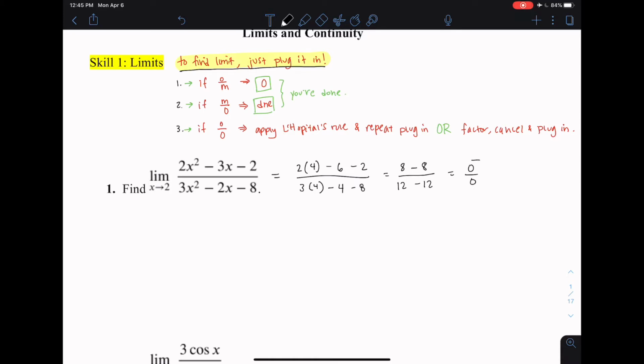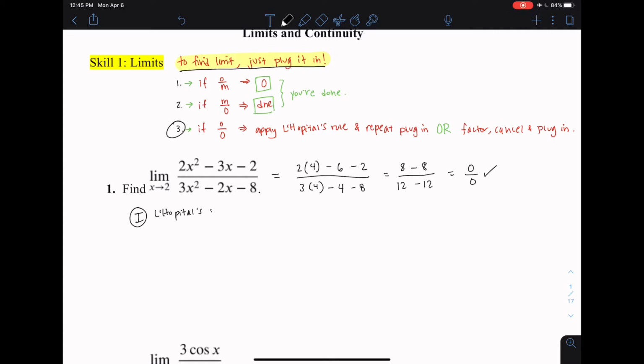Now this step is key. You have to show the 0 over 0, put a check mark to indicate that yes, we're going to scenario 3 here. Okay, so we have 2 options. In the first case, we can apply L'Hopital's rule.